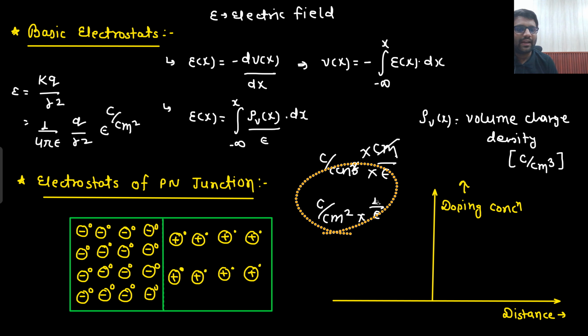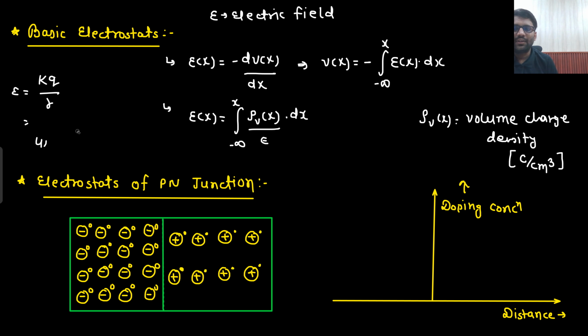Any way we need to remember. I have told 3 to 4 ways of remembering this particular formula. So electric field E(x), which could be a function of x, that would be equal to rho v(x) by epsilon dot dx, where rho v(x) is volume charge density. Okay. So we will see more about it, but these two formulas will be used in our further analysis.